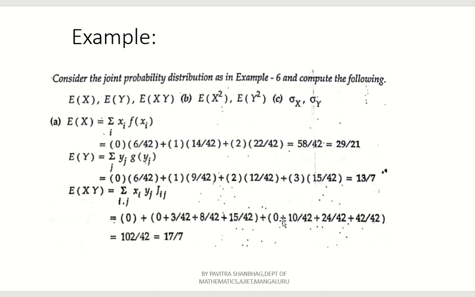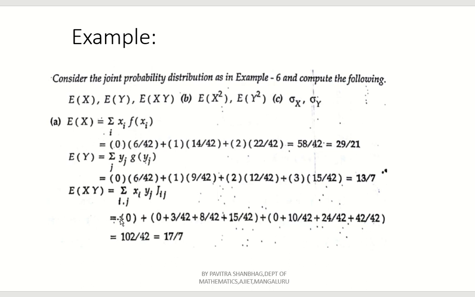Plus here 0 plus 10 by 42 plus 24 by 42 plus 42 by 42. So what will you get here? 24 plus 10, that is 34, 34 plus 42, so 76. So finally if you add, denominator is same, 42. 102 divided by 42, that is equal to 17 by 7. Now we have the E of x answer, E of y answer, E of xy answer.